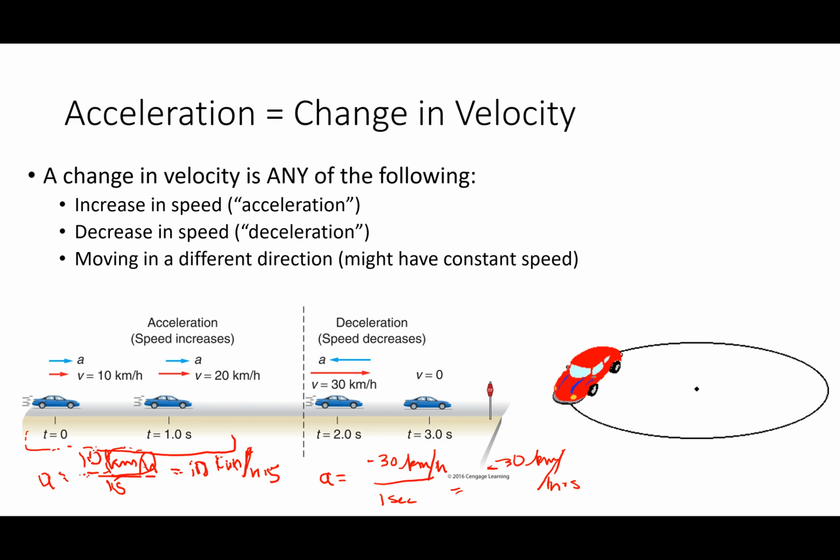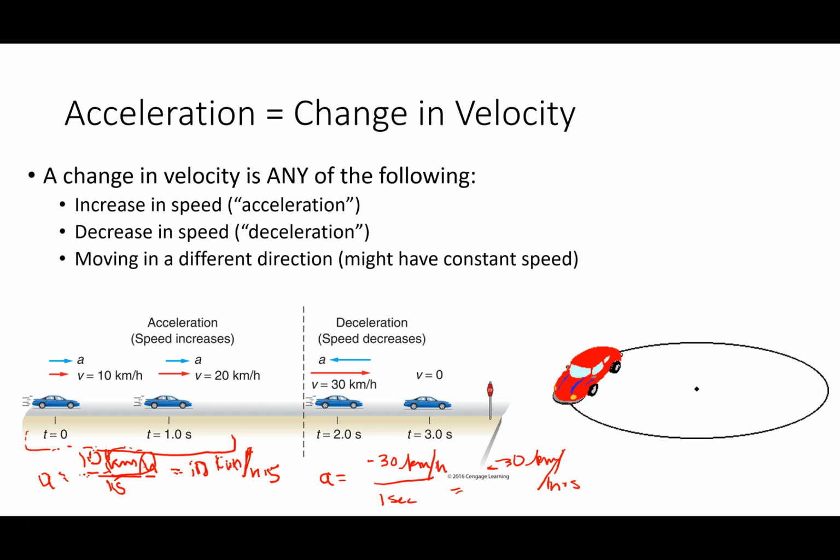I threw this up here. We aren't in this class going to calculate any sort of acceleration for this, but if this car was driving at constant speed, say 30 kilometers per hour, which would be kind of dangerous depending upon how tight that circle is, but if they're changing direction, then they're changing velocity, which means they're accelerating.